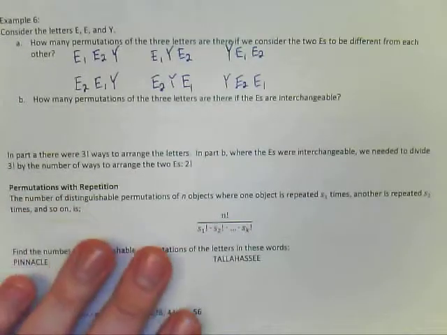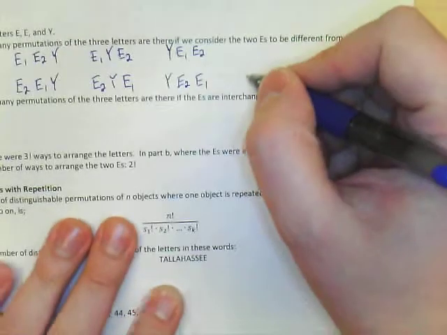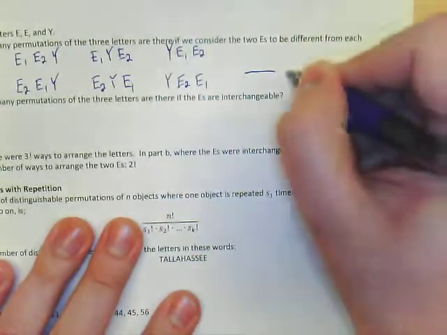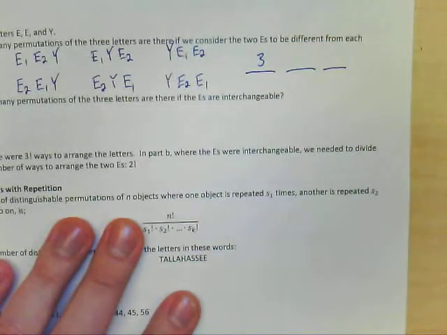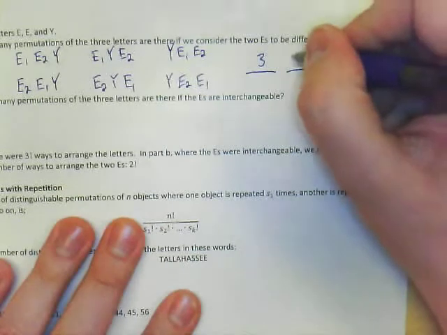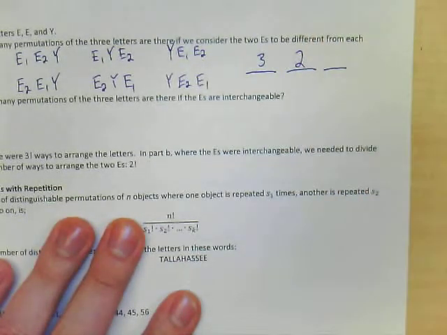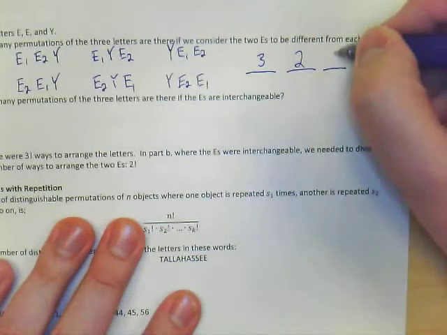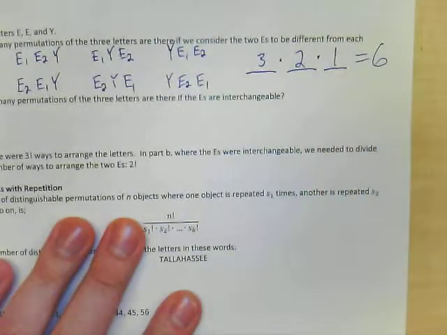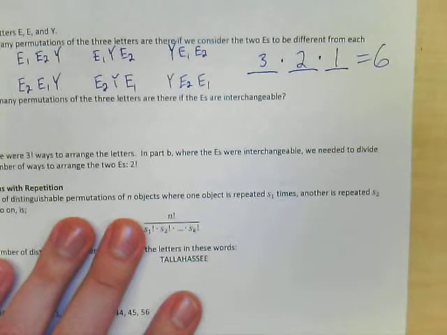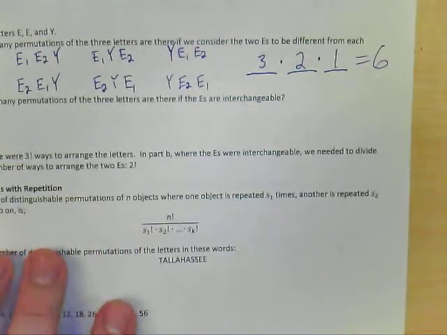Now we could have calculated that there's going to be 6 if we had done the permutation calculations. So we've got 3 spots. For the first spot, we could choose any of the 3 letters, E1, E2, or Y. For the second spot, we could choose any of the 2 letters left. And then for the third spot, we've only got 1 option left. Multiply these together and you get 6. That tells us that there's going to be 6 different ways to arrange these 3 letters.